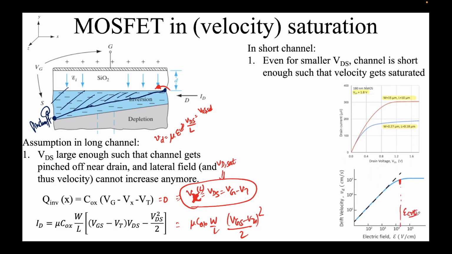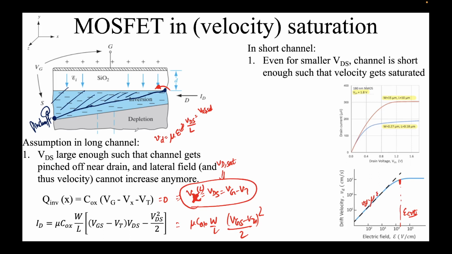For every material there is a value after which the drift velocity cannot keep on increasing. It just deviates from this, which is Vd equal to mu E, right? It just deviates from this path. It saturates, just like your current is saturating, right? Current saturation comes from this actually, and we'll see.